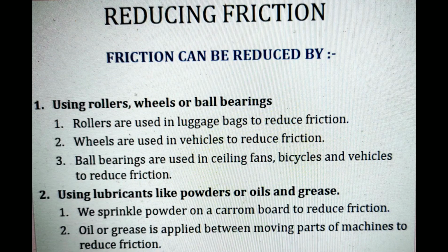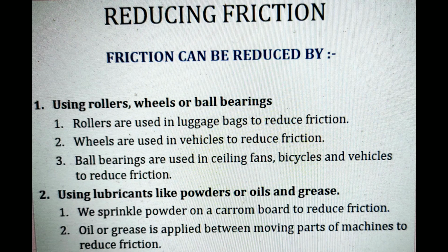Keeping in mind the disadvantages of friction, there are ways in which friction can be reduced. The first example is using rollers, wheels or ball bearings. You might have observed rollers are used in luggage bags to reduce friction, wheels are used in vehicles to reduce friction, and ball bearings are used in bicycle wheels, skates, fans, etc.